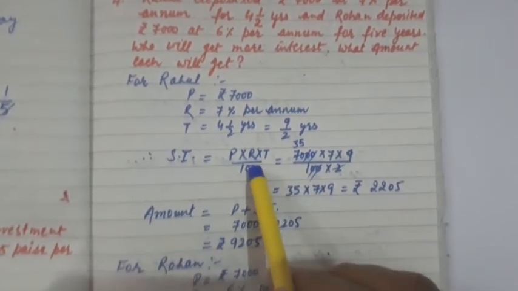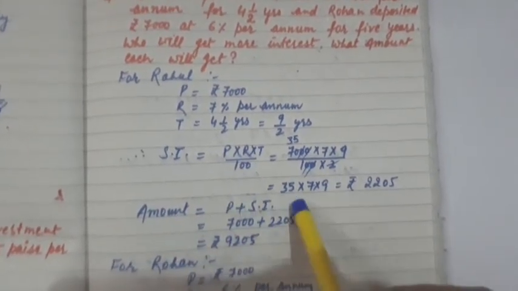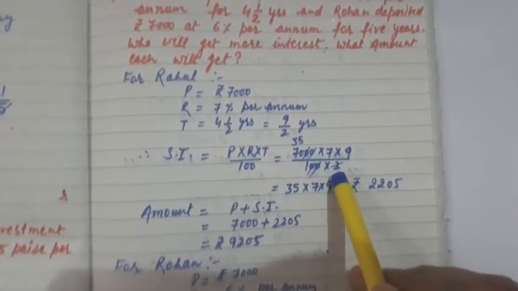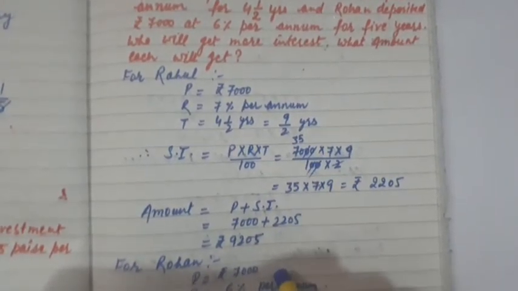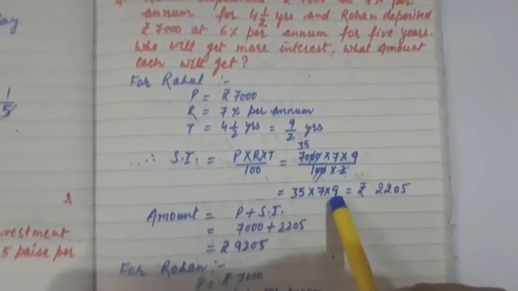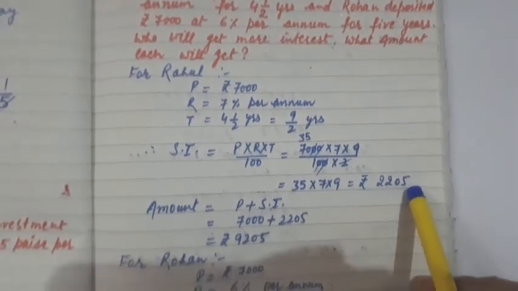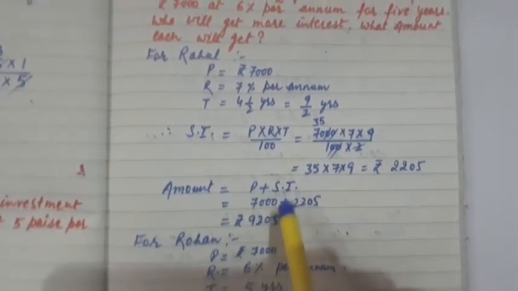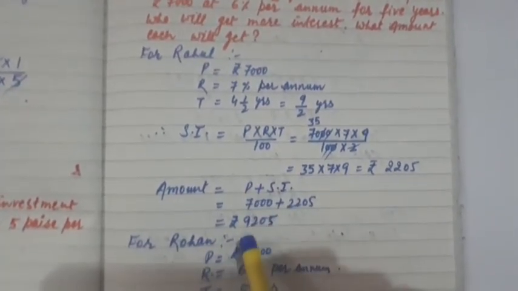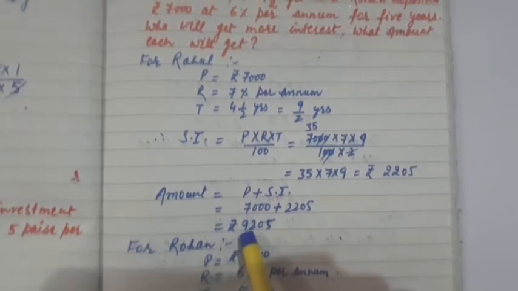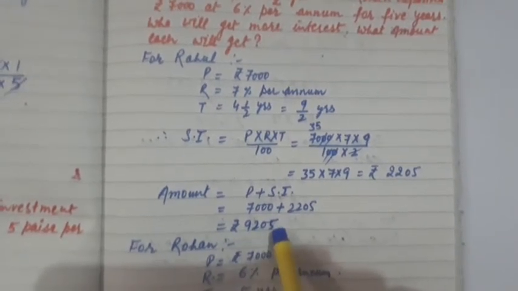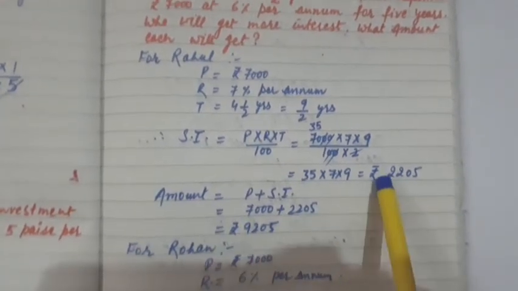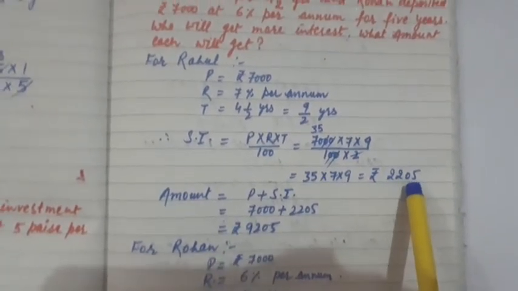Therefore simple interest becomes P into R into T upon 100, and that is equal to 7000 into 7 into 9 upon 2 into 100. That is equal to 35 into 7 into 9, which is equal to 2205. Therefore the amount becomes P plus SI, that is 7000 plus 2205, which is equal to 9205. So this is the amount for Rahul, and the simple interest is 2205.